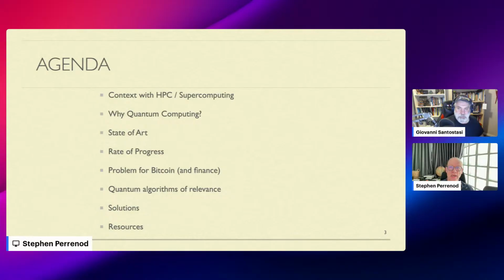So here's the agenda. I want to first give a little bit of context with high performance computing and supercomputing, because that's really where quantum computing is seeking to play a role as one of the solutions in that broader space, as well as in cryptography, which has always had a historical tie to supercomputing.